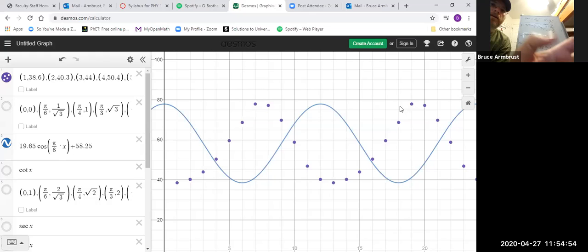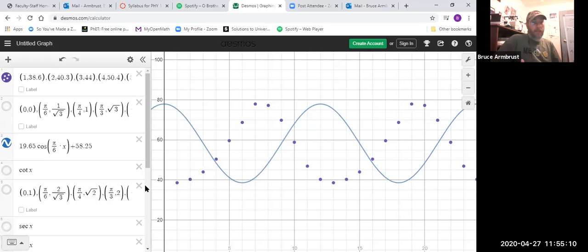All right, so Amber's question of how do I know if it's cosine or sine? It's either one I want. I pick. So I picked cosine for a very specific reason that I'll explain in a second. But you can use cosine or sine.